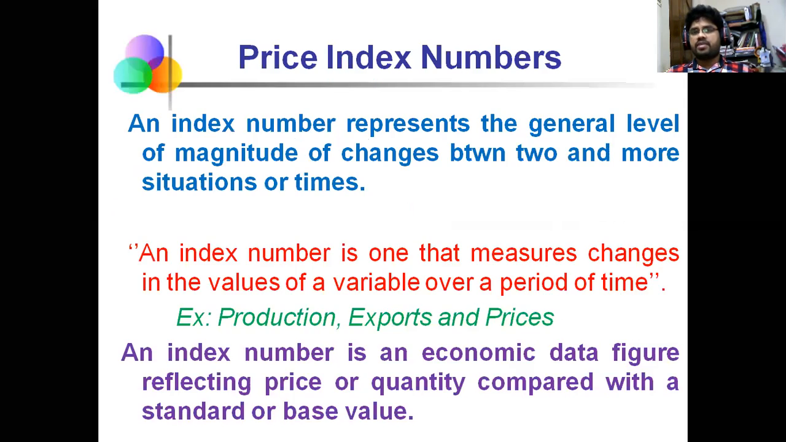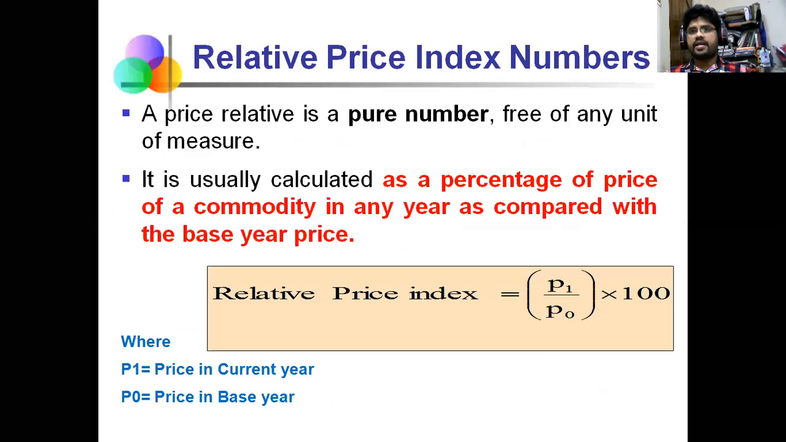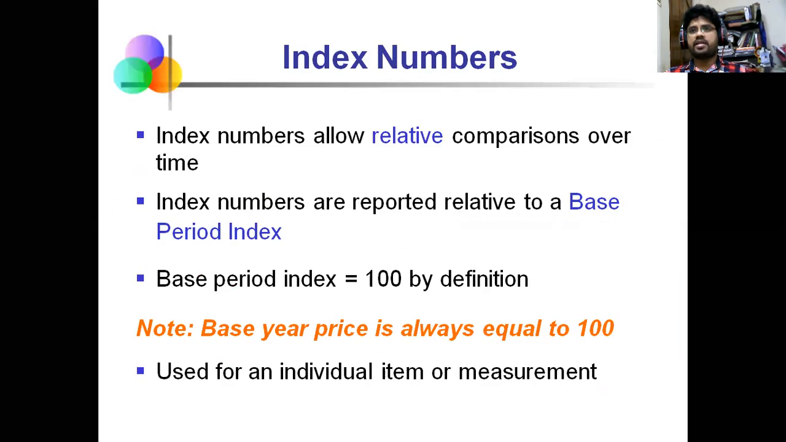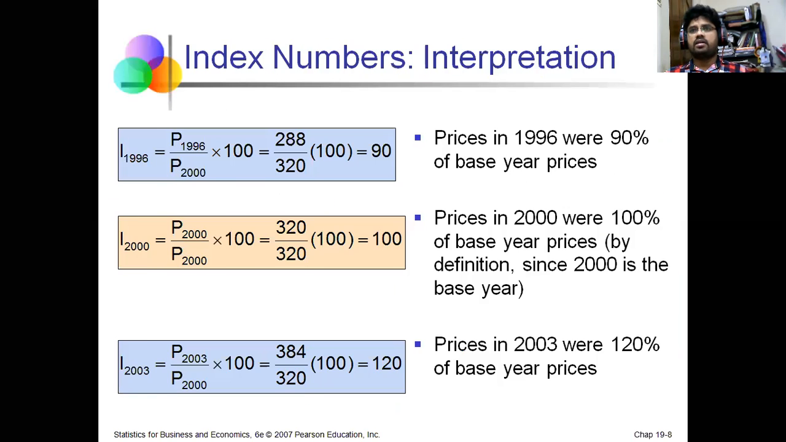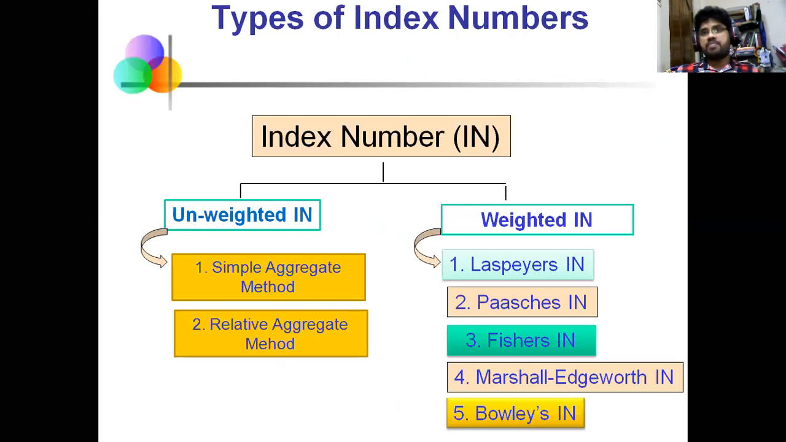See, in the previous chapter we discussed what is meant by price index and relative price index, and how we can calculate them, and what the types of index numbers are. There are unweighted index numbers and weighted index numbers. In unweighted index numbers, the simple aggregate method and relative aggregate method. In weighted index numbers, there are 5 types, but as a part of the graduate syllabus, we have only the first three: Laspeyer, Paasche, and Fisher. So at the graduate level, we have only 3 index numbers.